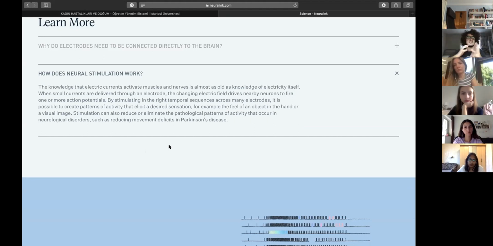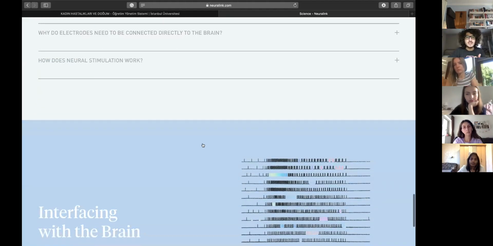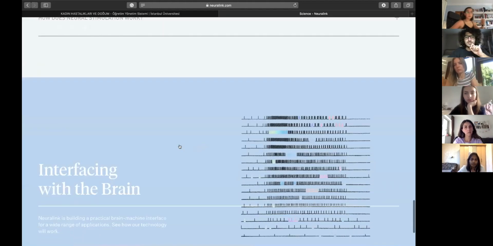This is actually physics, and this is something you should read if you're interested. But basically, it says that by stimulating in the right temporal sequences across many electrodes, it is possible to create patterns of activity that elicit a desired sensation, for example, the feel of an object in the hand or a visual image. So this is how neural stimulation works.